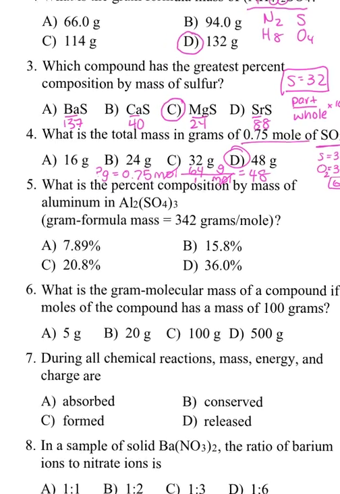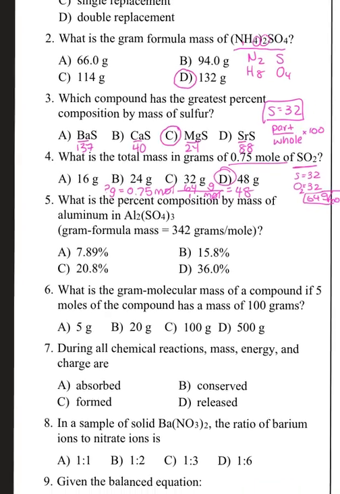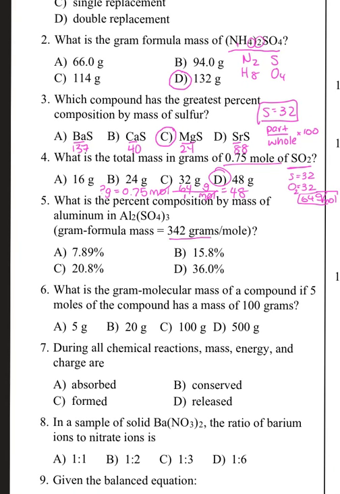Question 5. What is the percent composition by mass of aluminum in aluminum sulfate? All right, so this one gives us the molar mass. When we are given the molar mass, we use that number. We do not have to calculate it on our own. The only thing that we need to know and use our periodic table to find is the atomic mass of aluminum. And aluminum has an atomic mass of roughly 27.